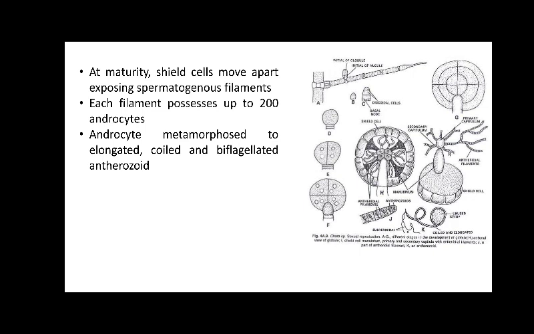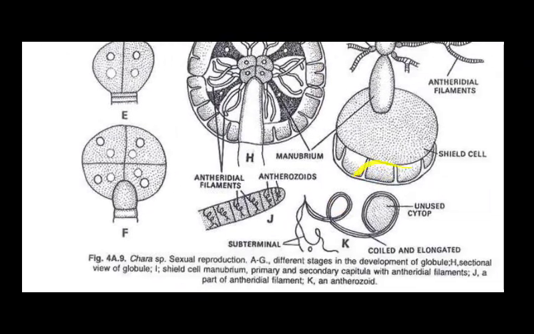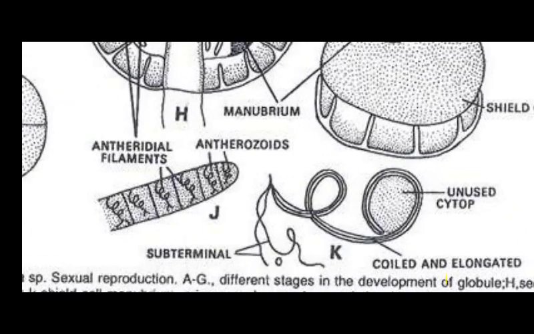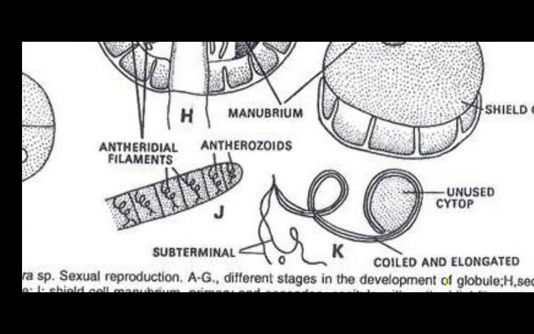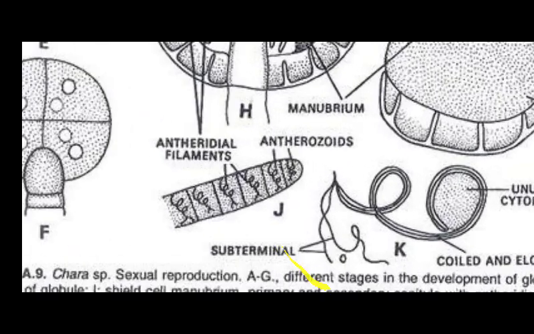And androcytes metamorphosed to elongated, coiled and biflagellated anthrozoids. ഇതാണ് ആന്ത്രോസോയിഡ്സ്. നിങ്ങൾക്ക് കാണാം ആന്ത്രോസോയിഡ്സ് വളരെ വലുതാണ്, ബൈഫ്ലജലേറ്റഡ് ആണ്, കോയിൽഡ് ആണ്. ആൻഡ് ദിസ് ഈസ് ആന്ത്രീഡിയൽ ഫിലമെൻറ്റിൻ്റെ ക്ലോസർ ലുക്കാണിത്.